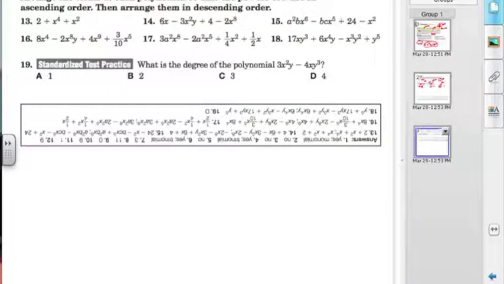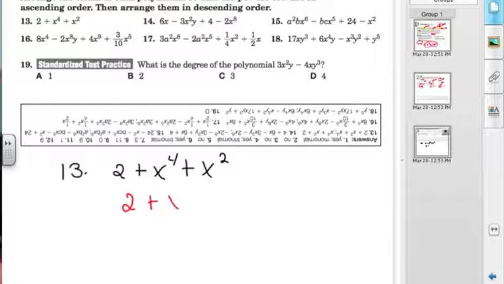And over here, we are looking at arranging the terms of each polynomial so that the powers of x are in ascending order. Now, remember, ascending order means from least to greatest. So if I take number 13, I have 2 plus x to the 4th plus x squared. And you're going to write this in ascending order. You need to start with the least amount of x. Well, that's good. We start with number 2. And then we go to the next highest degree, which is x squared. And then we have x to the 4th. So this would be ascending order.